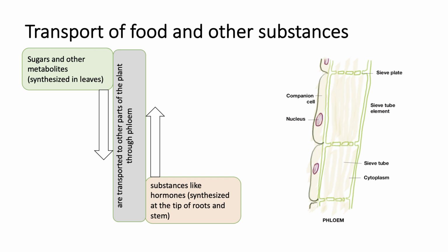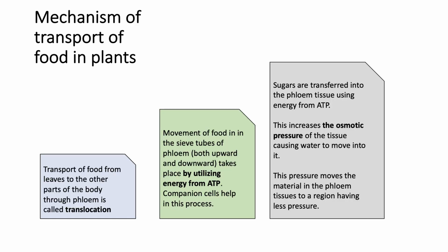Phloem consists of living sieve tubes and companion cells. Companion cells have nucleus and other cell organelles. However, nucleus and other organelles are removed from the cytoplasm of sieve tubes to have smooth conduction of food. Transport of food from leaves to the other parts of the body through phloem is called translocation.